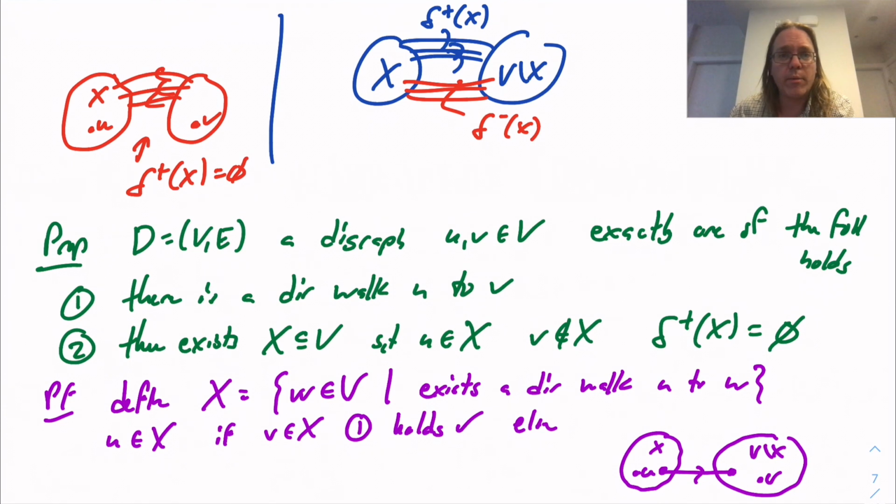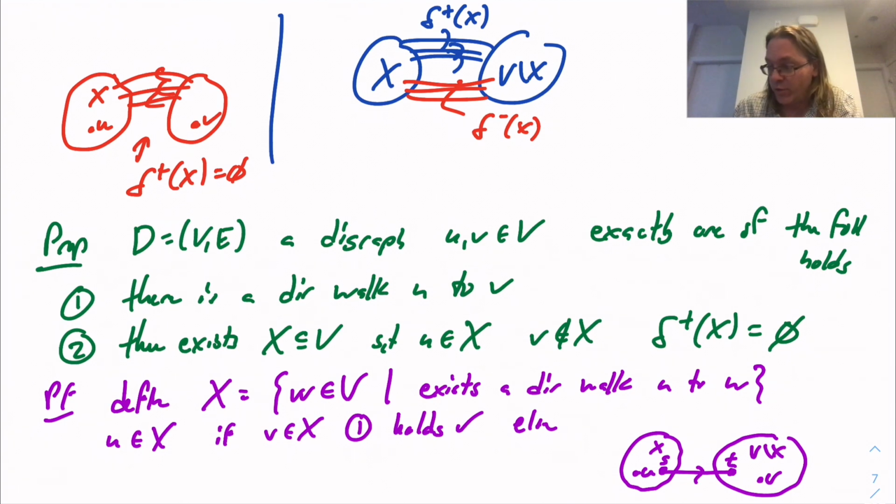Like this. Well, what would that mean? Well, this is some edge in my digraph. So it goes from, let's say, s to t. Now, by my definitions, there must exist a directed walk from the vertex u to the vertex s, because s lies in the set x.